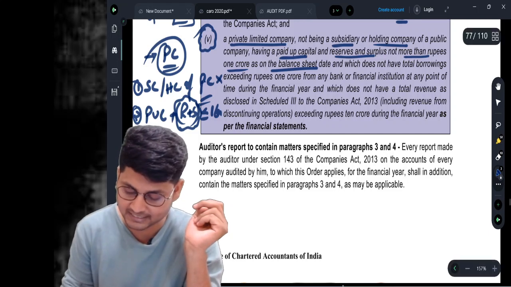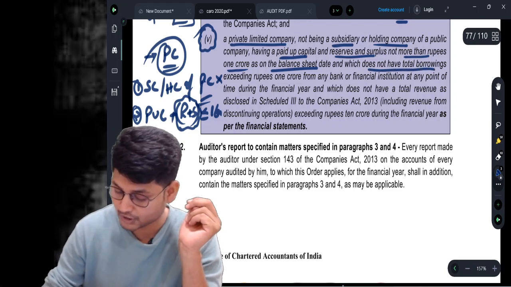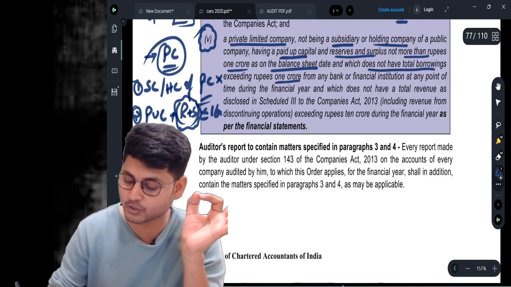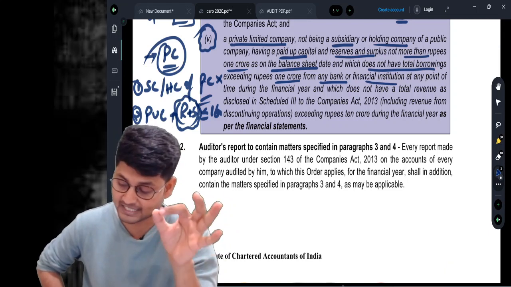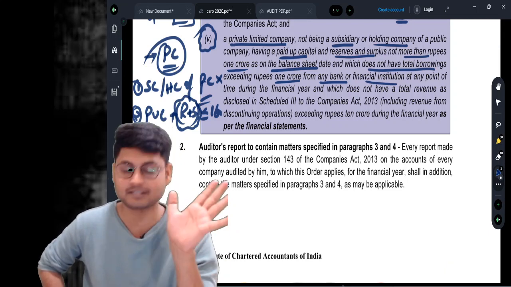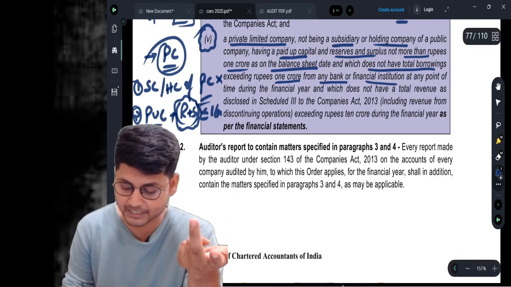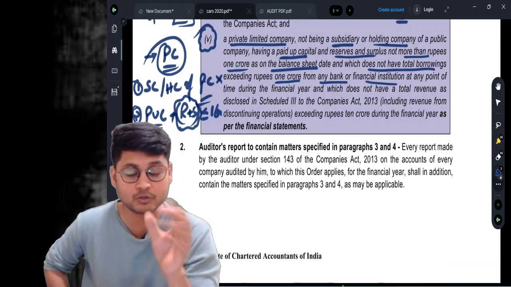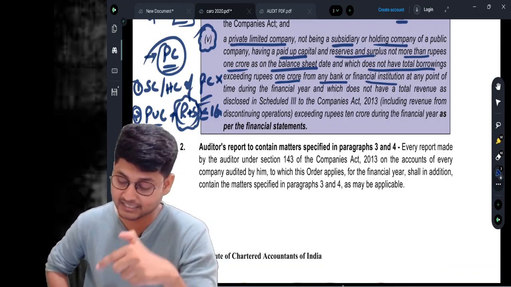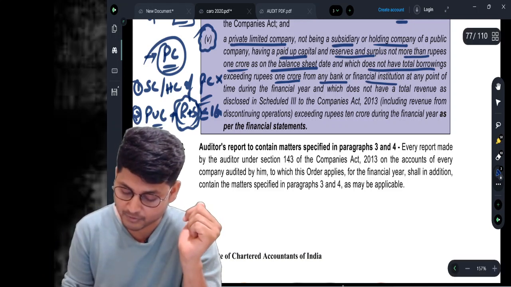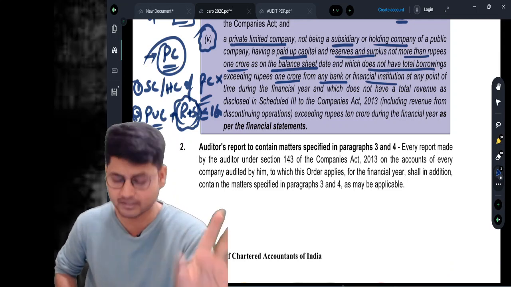Come to point number 3, where the company doesn't have total borrowings exceeding rupees 1 crore from any bank or institution at any point of time during the financial year. See, the previous condition for PUC and reserves and surplus is talking about the outstanding balance of the balance sheet data. But here in point number 3, they are talking about borrowings at any point of time during the financial year from any bank or financial institution.